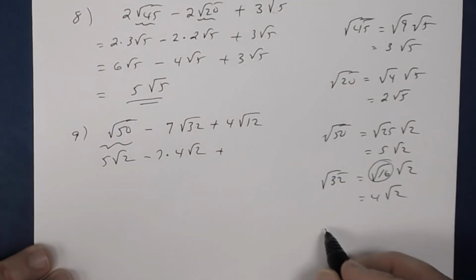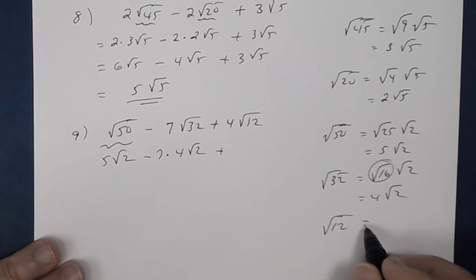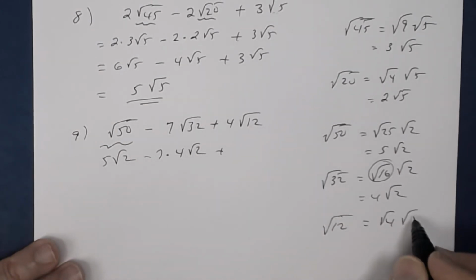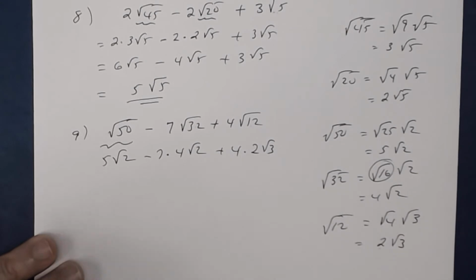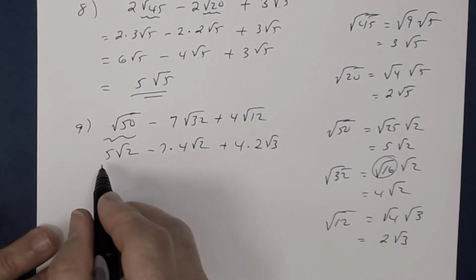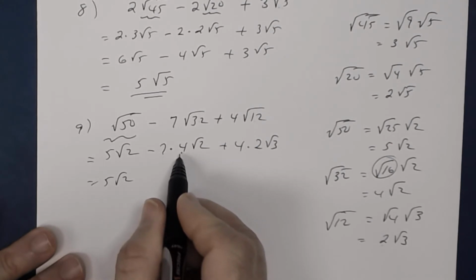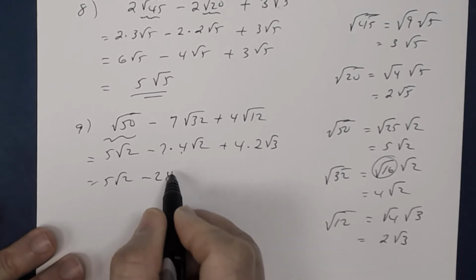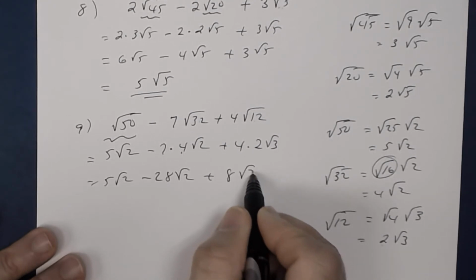Plus, let's look at the square root of 12. What's the largest perfect square that goes into 12? 4. So it becomes the square root of 4 times the square root of 3, right? Okay. Square root of 4 is 2, so you get 2 square root of 3. So that goes here. So that's 4 times 2 square root of 3. Y'all agree? All right. So I get 5 square root of 2. 7 times 4 is 28, right? So I get minus 28 square root of 2. And then 4 times 2 is 8, so I get plus 8 square root of 3.